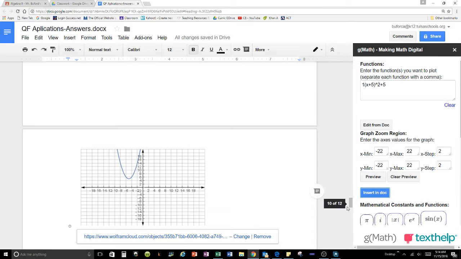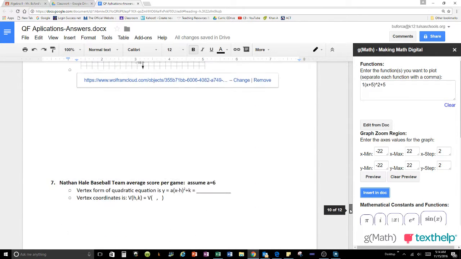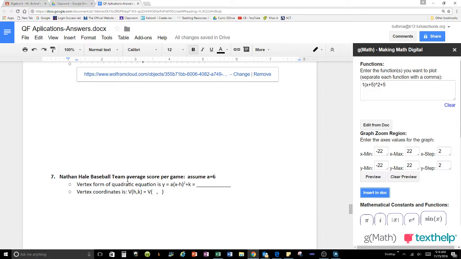Okay. Alright, let's see, what is our next one? Nathan Hale baseball team, average score per game. We got A equals 6. This was an error. This is supposed to be A equals -6.